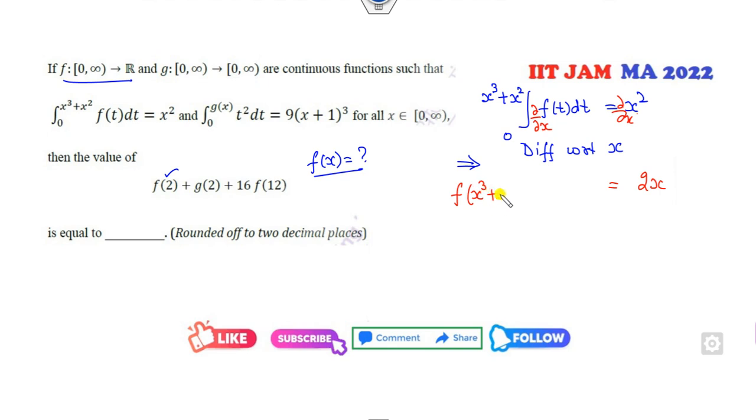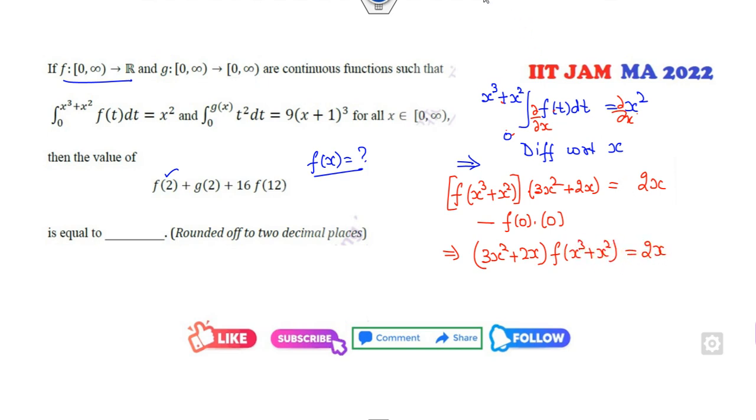So f of x cube plus x square into the derivative, 3x square plus 2x, minus substitute the lower limit f of 0 into 0, whose derivative will be 0. So that will be 3x square plus 2x into f of x cube plus x square is 2x. Now your target is to find f of 2. What should be the value of this? I can take x equal to 1, then it is f of 2, so it is my 5 f of 2 is my 2, so f of 2 will be 2 over 5.